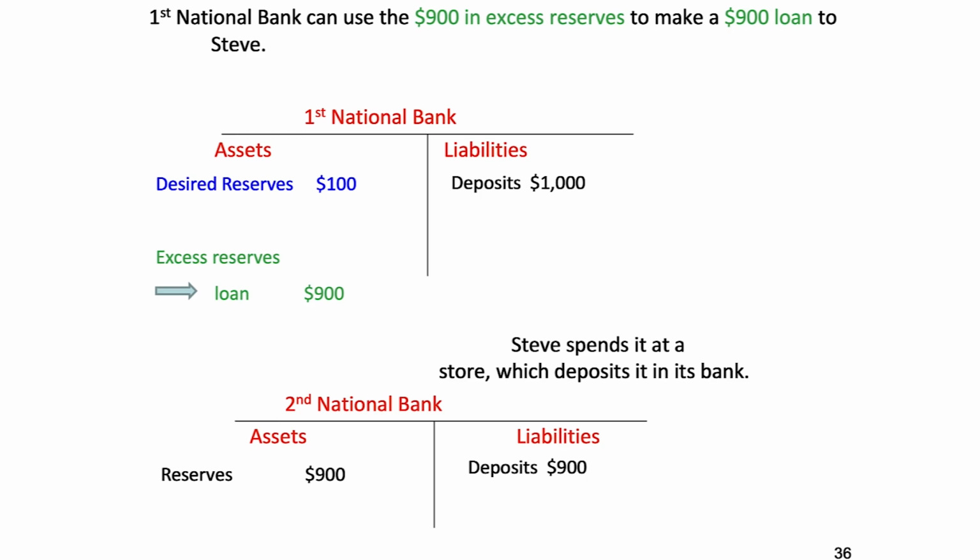So how many bank deposits are in this economy already? There's the $1,000 in reserve, which is $100 in reserve in First National Bank and the $900 in reserve in the Second National Bank.